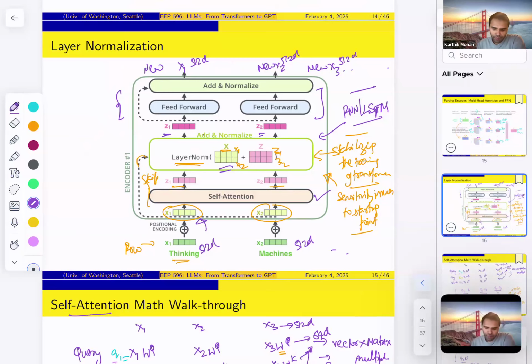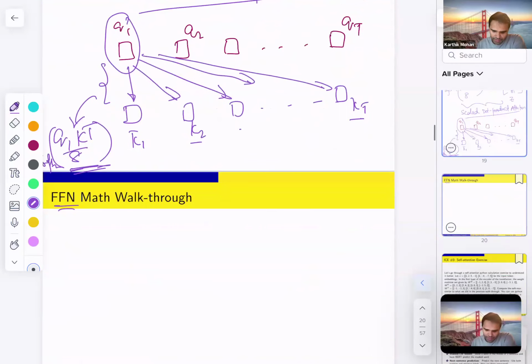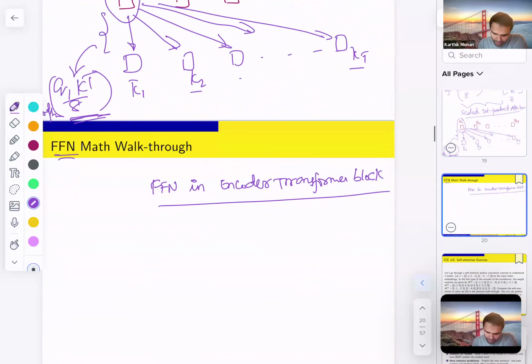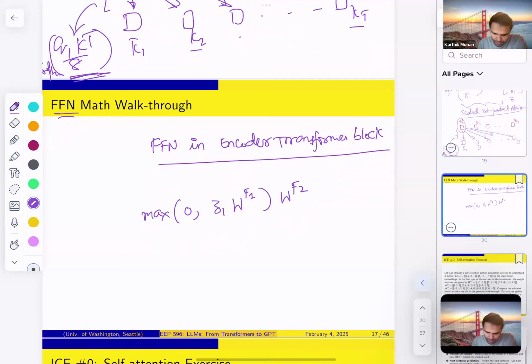So the feed forward part is really simple. Mathematically, it looks like this. The feed forward neural network in the encoder transformer block basically looks like this. You take an x, actually let's do z. So you take a z1 and multiply it by W, the feed forward neural network block 1, and then you take the max of 0 and this. This is the ReLU part, and then you multiply it by a different feed forward neural network layer. So this is the result essentially, and you get a new x1, right?